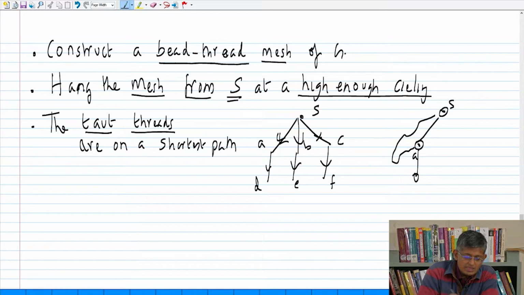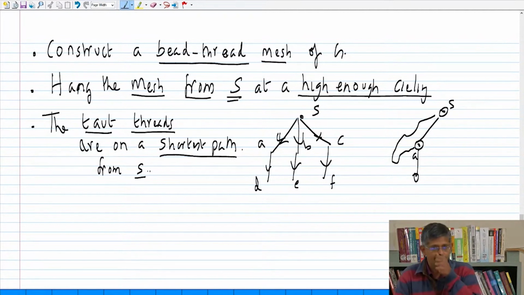The taut threads are on the shortest path from S. Fine. Right. So this is the intuition. Now let's just convert this. You can also see that this physical algorithm, which is exactly going to be Dijkstra's single source shortest path algorithm, is a very natural extension of breadth first search.